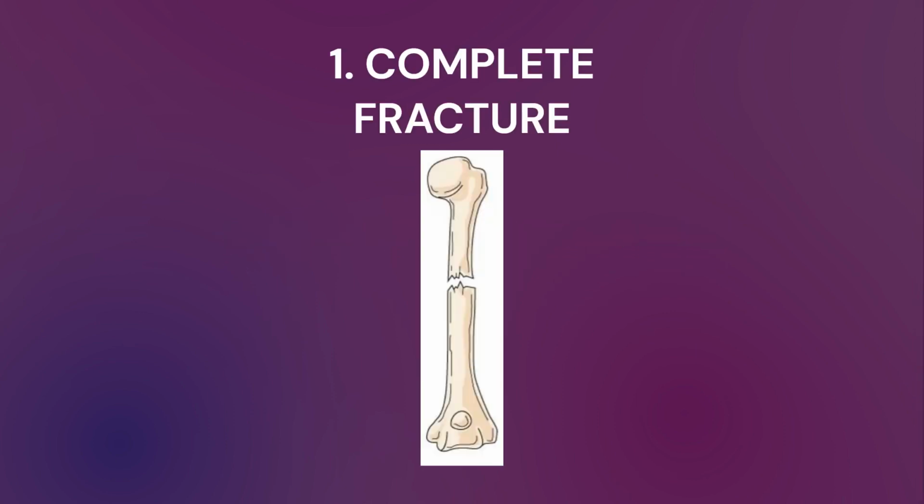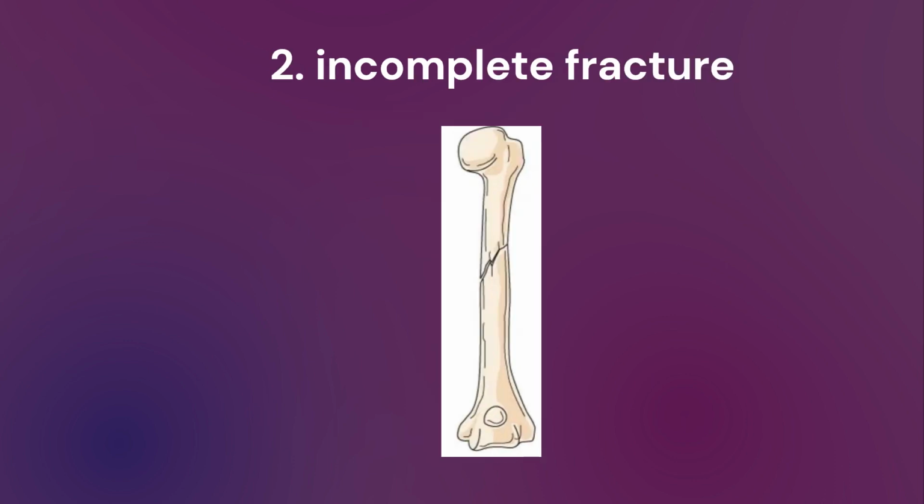Fracture. In simple words, any kind of break in the uniformity of the bone is called a fracture. Types of fracture. Complete fracture: breaking the entire cross-section of the bone is known as a complete fracture. Incomplete fracture: a break across only part of the bone.